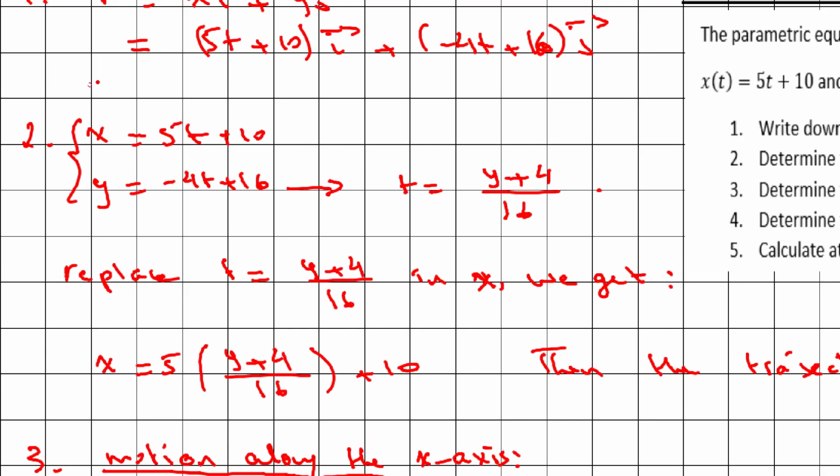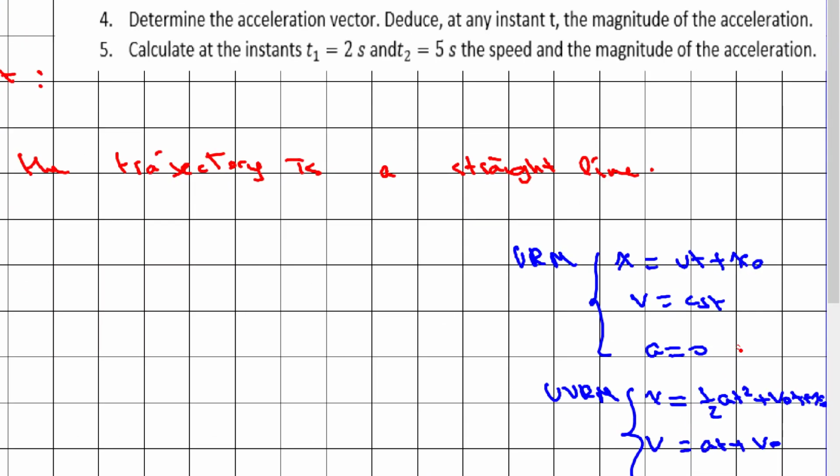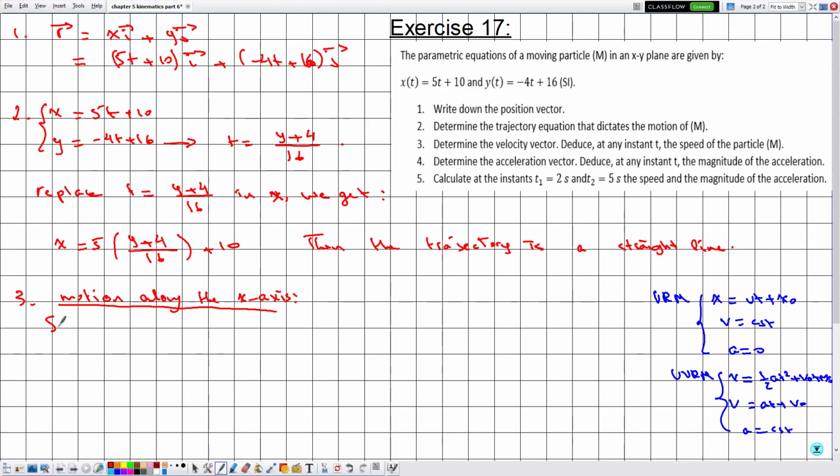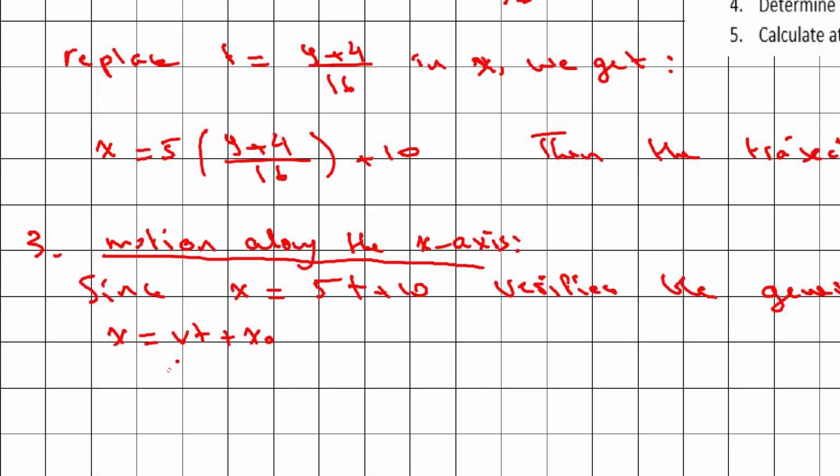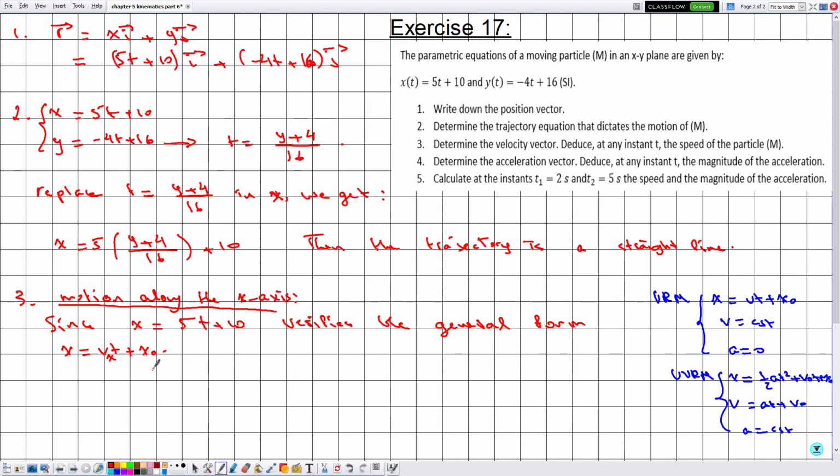So notice that the position along the x-axis is linear in time. Linear in time means that the type of motion is URM, and this occurs along the x-axis. Since x equal to 5t plus tan verifies the general form x equal to vt plus x0. Here, because the motion occurs in 2 dimensions, each component must be distinguished between x and y, in particular the speed. Then the type of motion along the x-axis is URM.